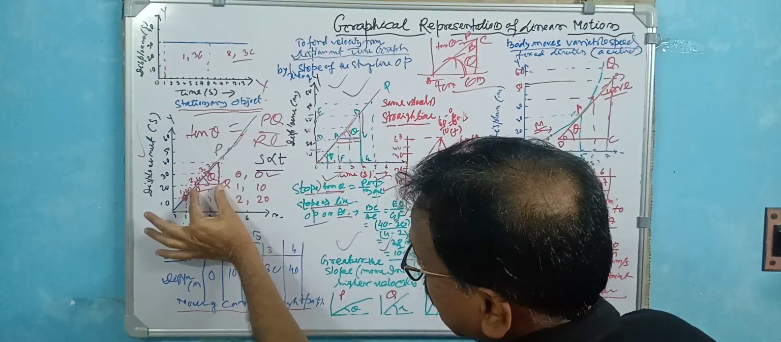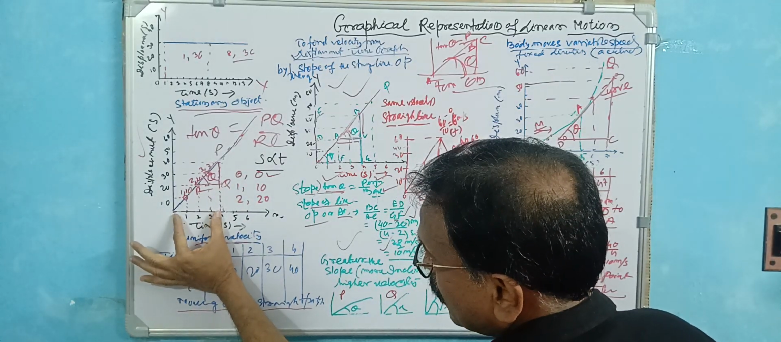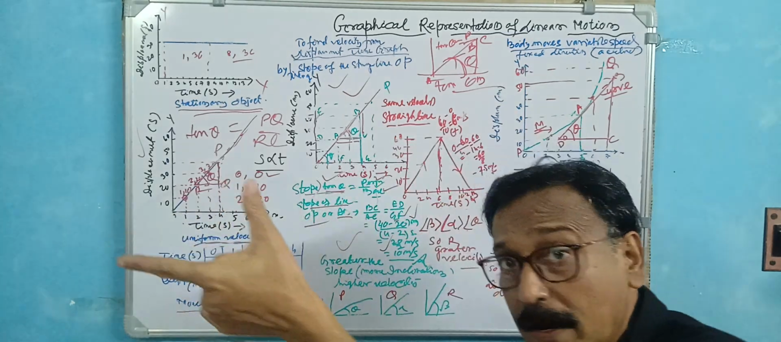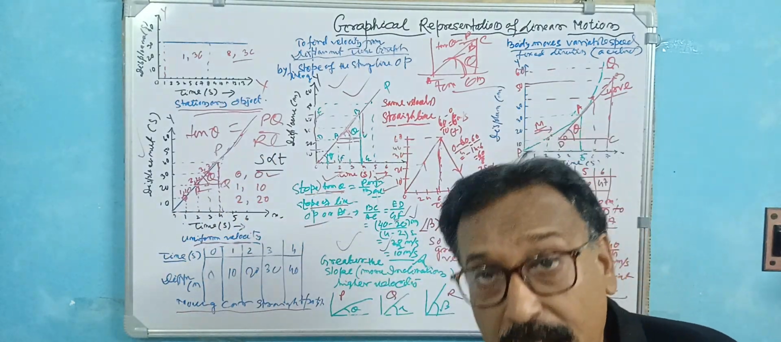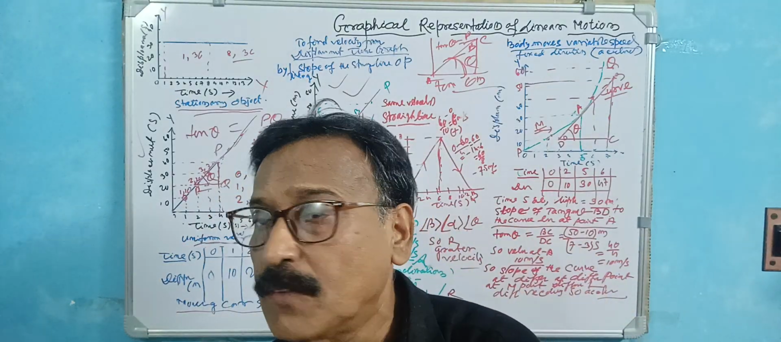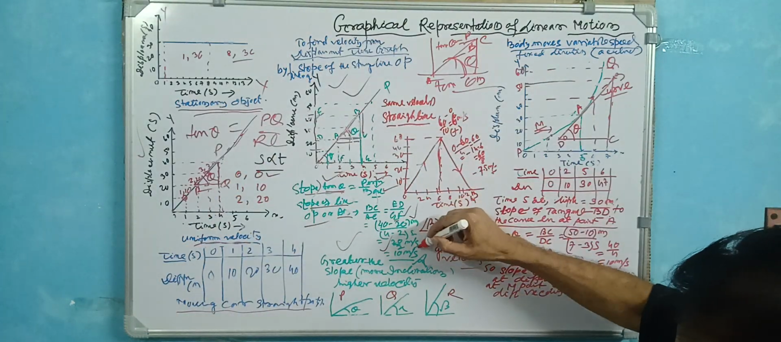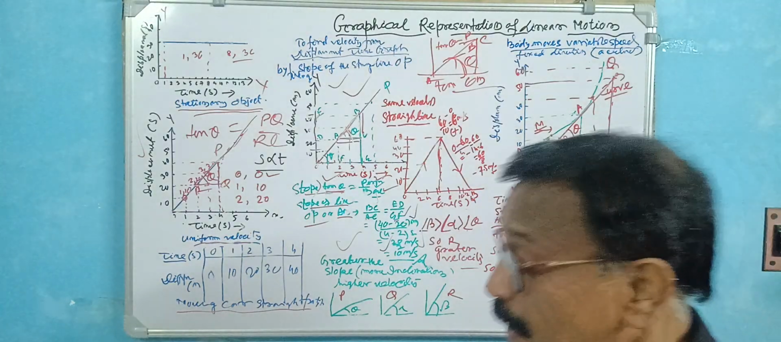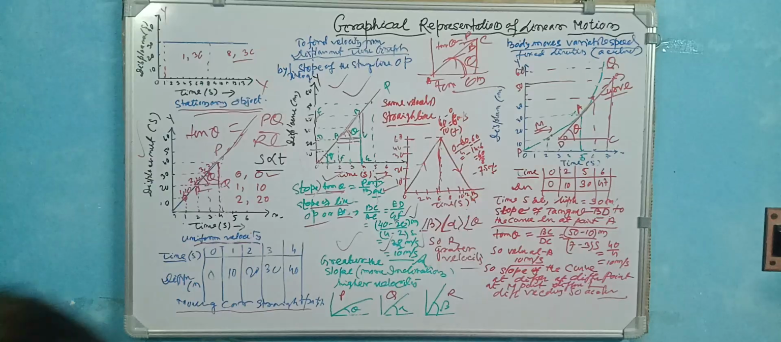And what is the time? The total is 4, and out of this is 2. So 4 minus 2 is 2. So it is done. Tan theta means perpendicular by base, and it was calculated from there. So this is perpendicular by base, 20 by 2, 10 meters per second. Is it clear? Now, is it clear to you?